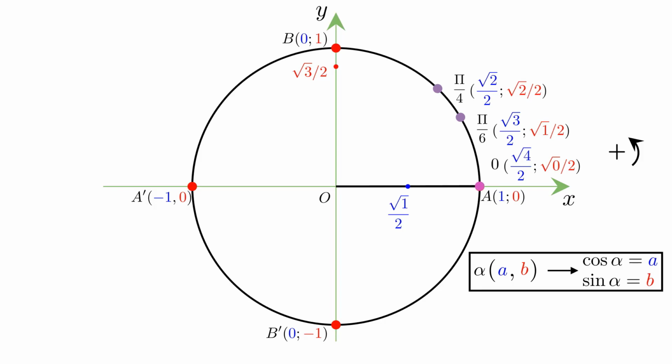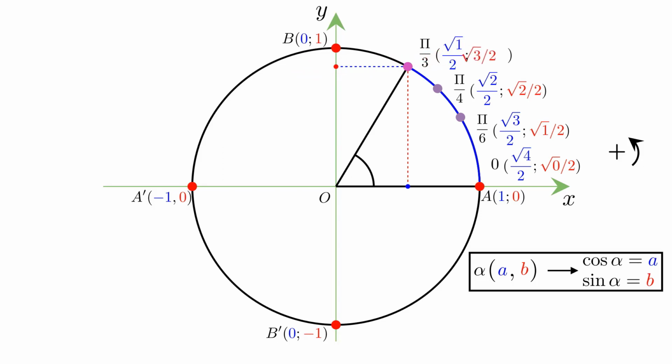Similarly, the dot continues its movement in the positive direction. The rotation angle is now pi over 3. The horizontal coordinate obtained is the square root of 1 divided by 2. The vertical coordinate obtained is the square root of 3 divided by 2. Thus, with a rotation angle of pi over 3, the cosine value of pi over 3 is the square root of 1 divided by 2. The sine value of pi over 3 is the square root of 3 divided by 2.